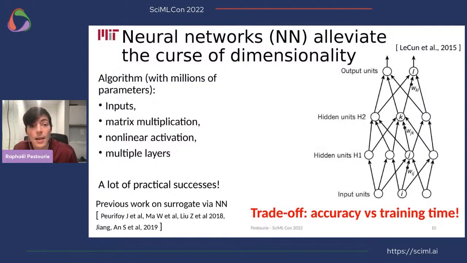But again, there's a trade-off between accuracy and training time. A neural network with many parameters might be more expressive, but it will be more expensive to evaluate and take more data to train. Again, today we are going to focus on alleviating the training cost, which is dominated by data generation.